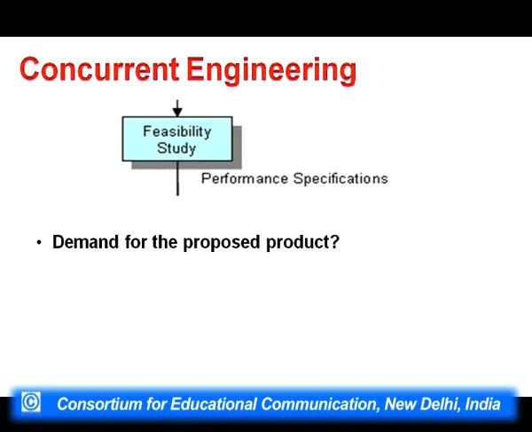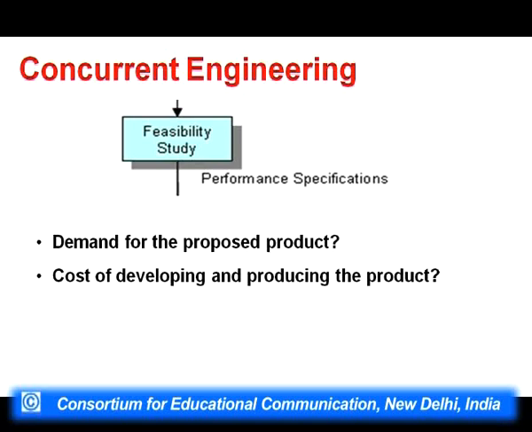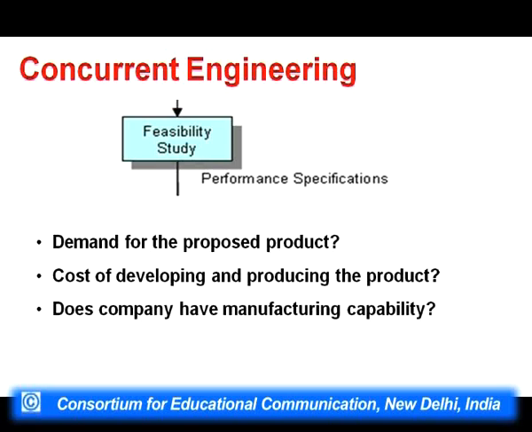After the idea generation, a feasibility study is performed. Performance specifications are decided. How much the demand for the proposed product is, that is also seen. The cost of developing and producing the product, that is manufacturing the product, is also seen. Does the company have the manufacturing capability to manufacture the product? Are skilled personnel available in the company or not? All these questions are answered while making the feasibility study, whether it is feasible to introduce the new product or not.